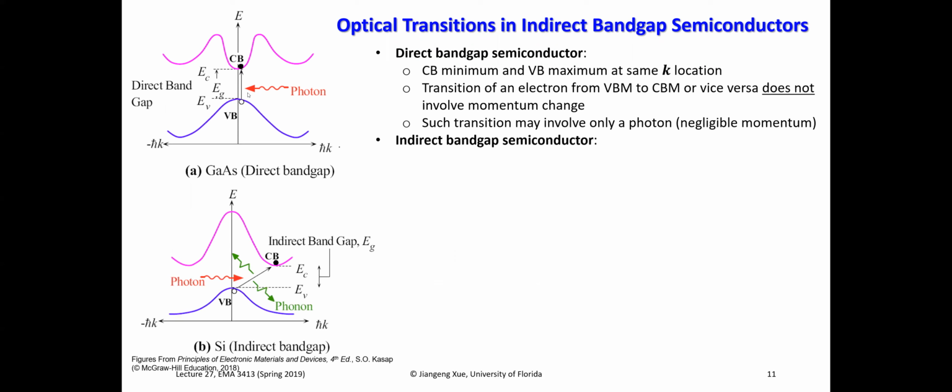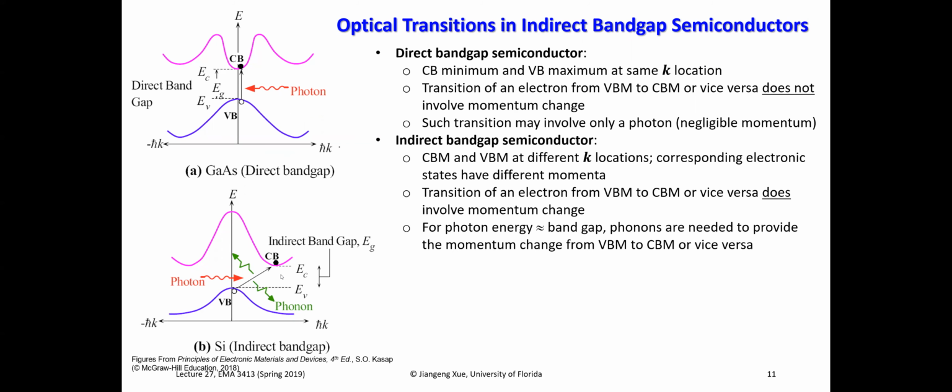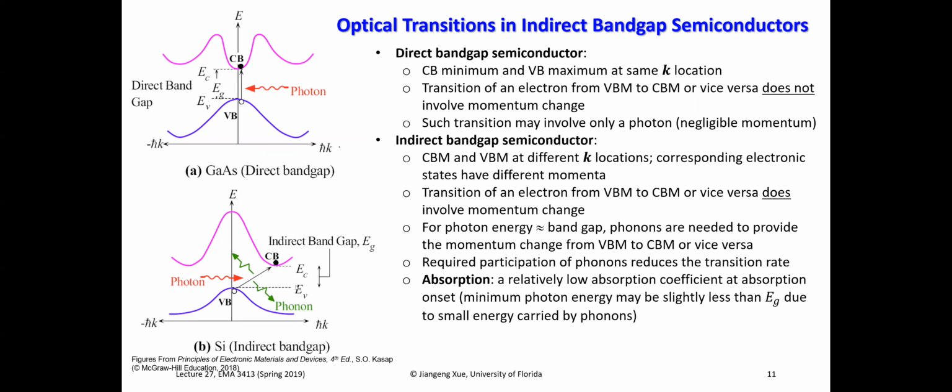But when we have an indirect bandgap semiconductor, in which case the conduction band minimum and the valence band maximum are at different k locations, we do involve a significant change in the momentum as the electron goes across the band gap, from the top of the valence band to the bottom of the conduction band in the absorption case, or from the bottom of the conduction band to the top of the valence band in the luminescence process. So that means that a photon is not enough. We also need some particle that can change the momentum of the electron, and that can be provided by a phonon. So in this case, a phonon is required, either absorption of a phonon or generation of a phonon. Then that can happen in either case.